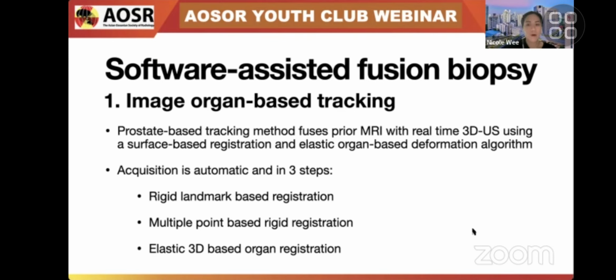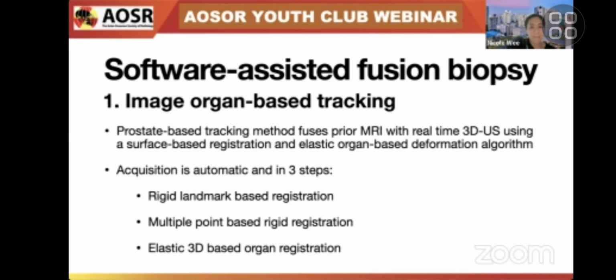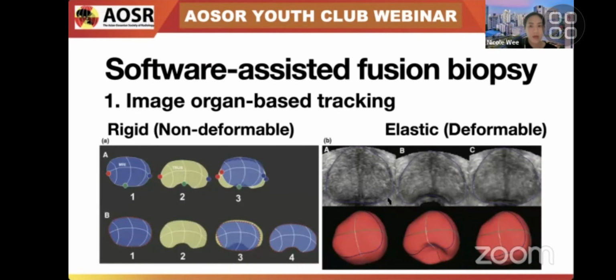There is fusion of the prior MR with real-time 3D ultrasound using a surface-based registration and an elastic organ-based deformation algorithm. So the acquisition is done in 3 steps, starting with the rigid landmark-based registration, followed by multiple point-based rigid registration, and lastly by the elastic 3D-based organ registration. I have here two schematic diagrams, the one on the left showing the rigid registration and the one on the right showing the elastic registration.